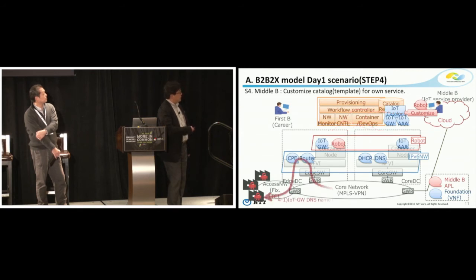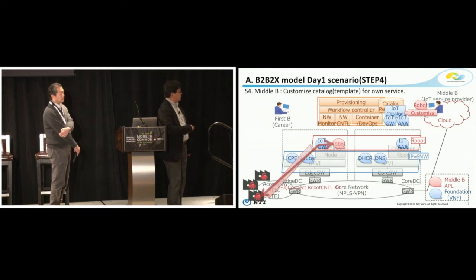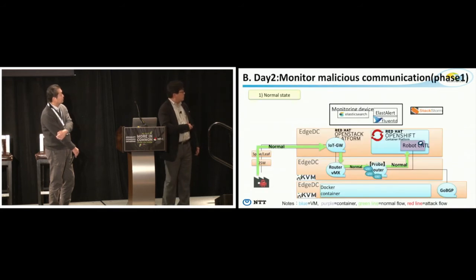In this way, the IoT monitoring service is deployed, and the robot can perform name resolution and IPsec authentication, and an IPsec tunnel is established. And the robot monitoring service can be launched.